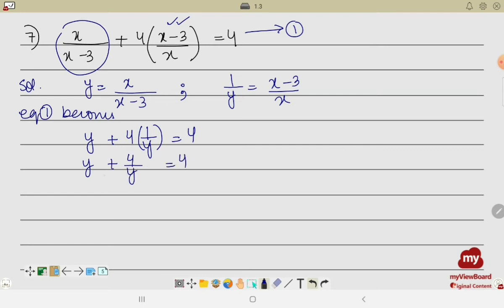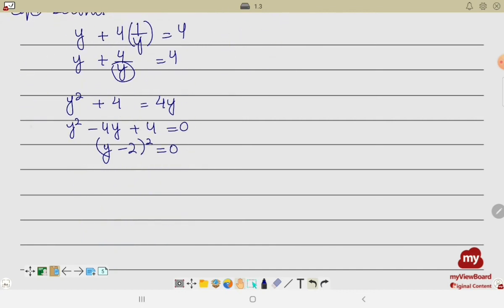Now what you have to do, again it was the same as we got in the previous question. We have to cancel this y so that we can convert the equation to a standard quadratic equation. So we'll multiply the whole equation by y. Now I am writing directly. It becomes 4 and it becomes 4y. And then we'll just rearrange it. And if you see, it is actually the second algebraic identity, and this is y minus 2 whole square equals 0. So you see y minus 2 equals 0, y minus 2 equals 0.